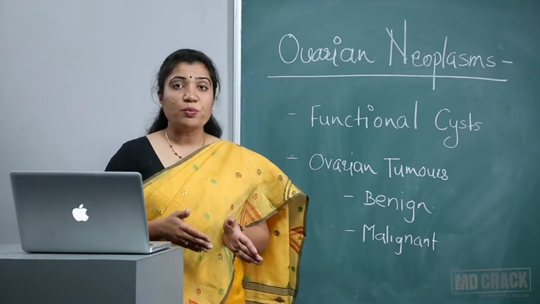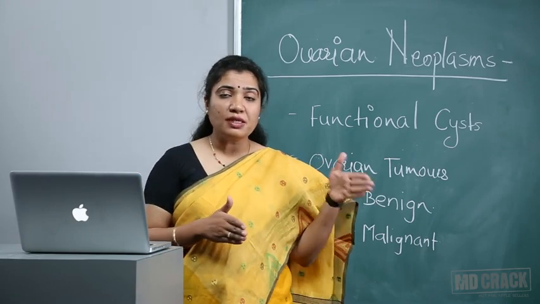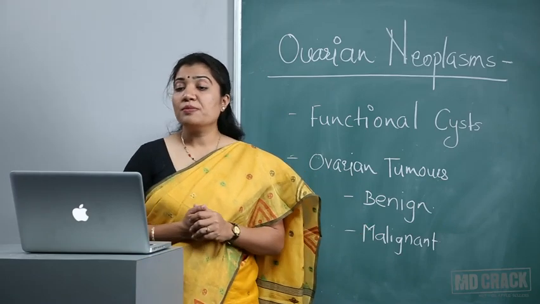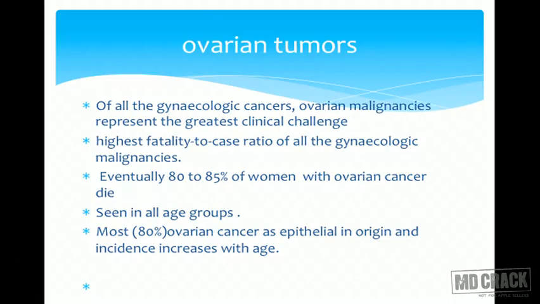So that is why most of the time the tumor goes undetected for a longer time, and whenever we detect the tumor, most of the time it's too late. So it has the highest fatality to case ratio of all the gynecological malignancies. Eventually, 80 to 85% of women with ovarian cancer die, and they are seen in all age groups.